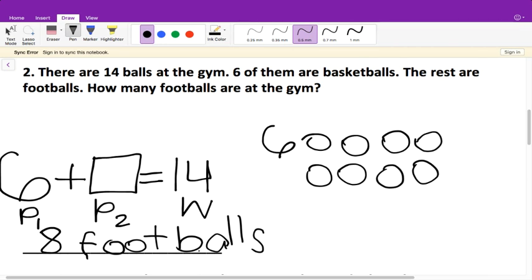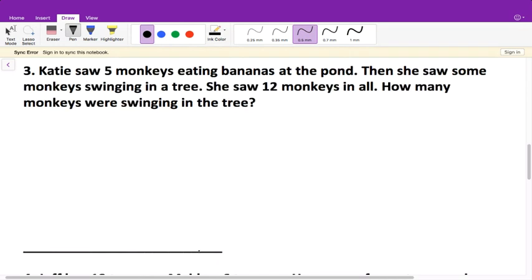Now we're going to take a look at number 3. Okay, number 3. Katie saw 5 monkeys eating bananas at the pond. Then she saw some monkeys swinging in a tree. She saw 12 monkeys in all. How many monkeys were swinging in the tree?